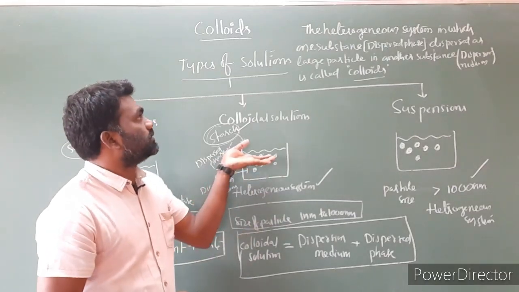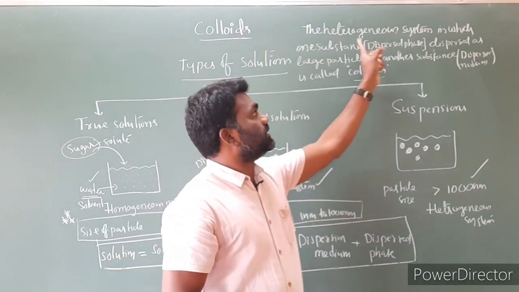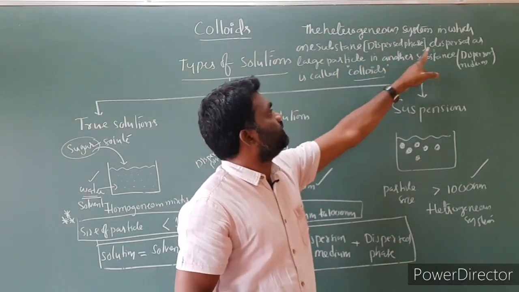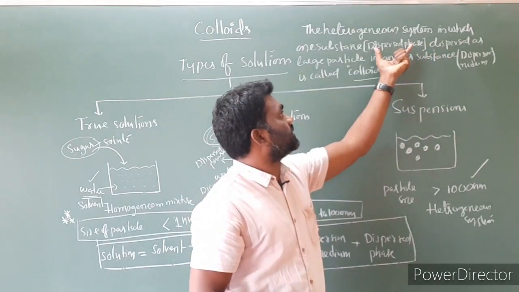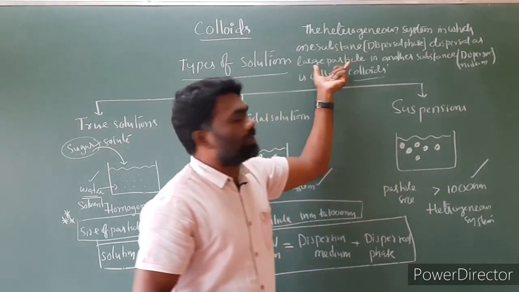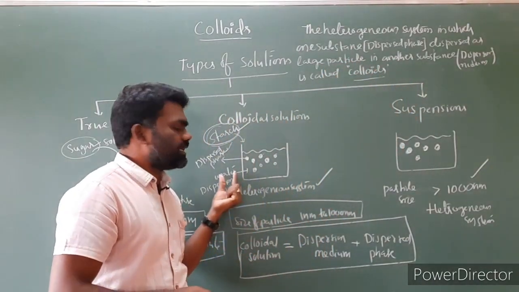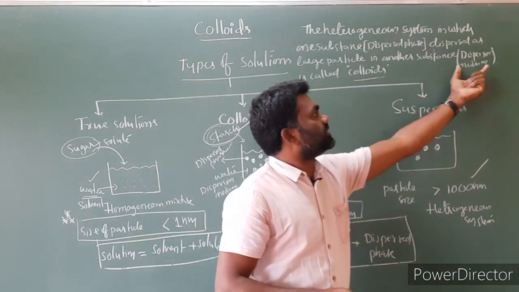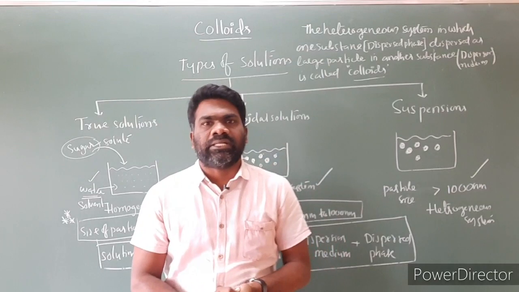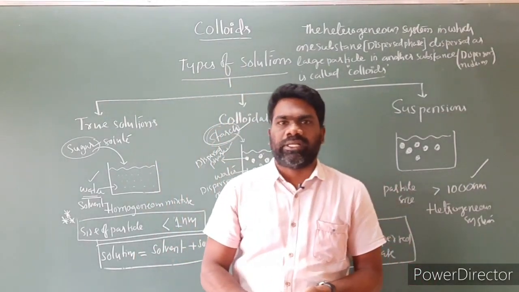So the colloid solution definition: it is a heterogeneous system in which one substance is dispersed. That substance we dispersed is nothing but the dispersed phase. One substance is dispersed as large particles in another substance. Another substance, taking water, that substance is nothing but the dispersion medium, and this is called a colloid. So this is the introduction regarding the colloids, and it is the definition of colloids.